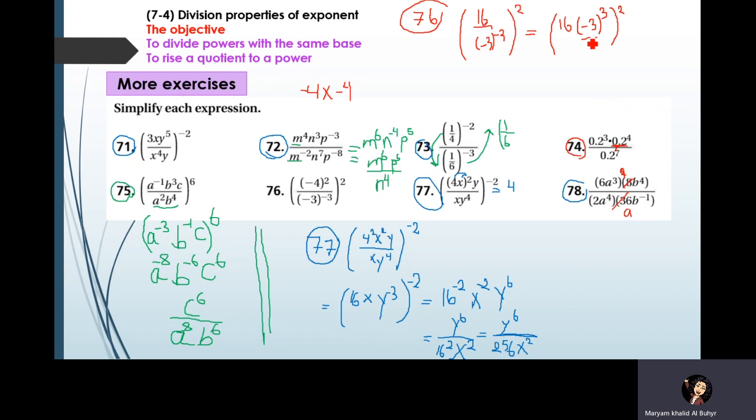So, what is negative 3 times negative 3 times negative 3? Once you calculate all this, you will get negative 27. So, 16 times negative 27, all this to power 2. Take these, multiply them. Once you multiply them, you will get negative 432. All this to power 2.